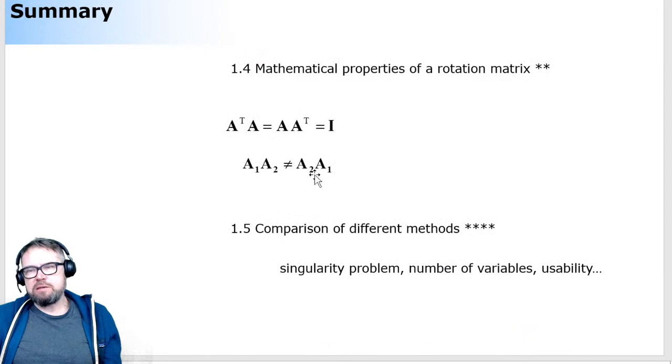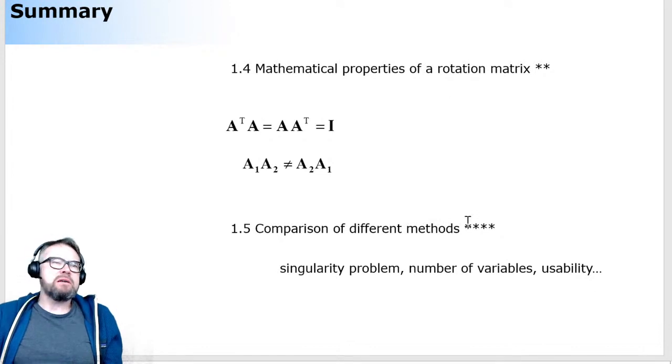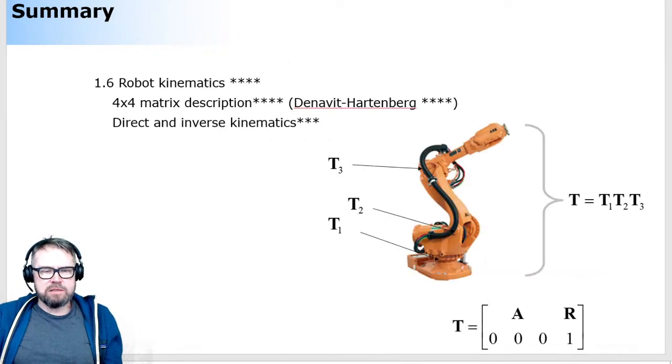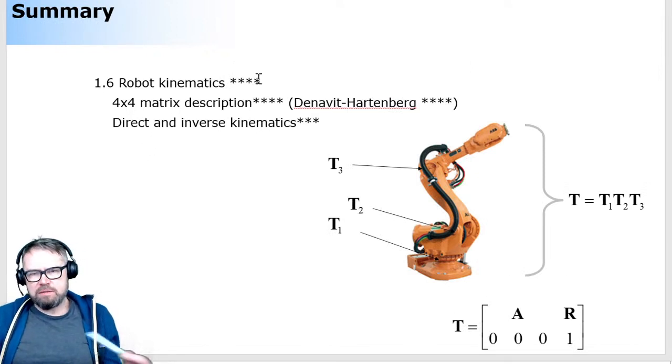Mathematical properties of rotation matrix, not very important. Comparison of different methods, yeah, that's more than medium importance. Robot kinematics, again, 4 stars, so make sure you understand the concept itself, you understand how this goes here.